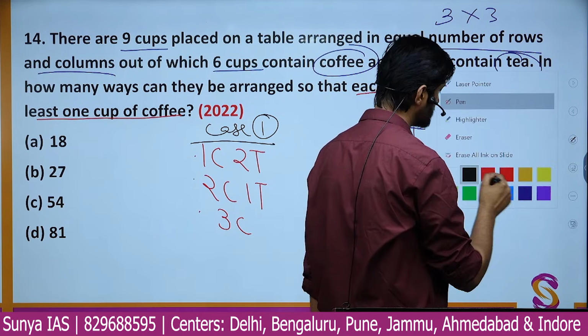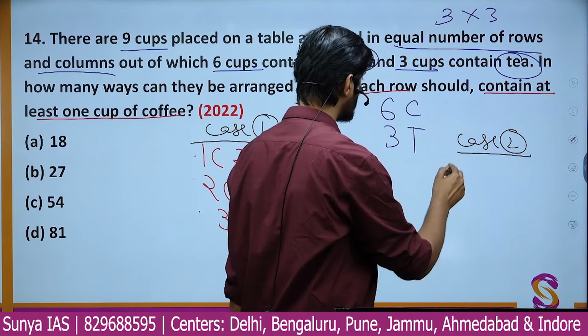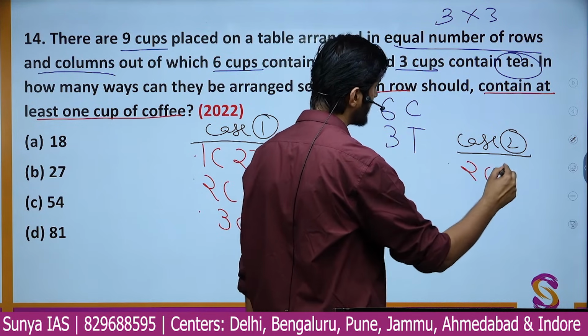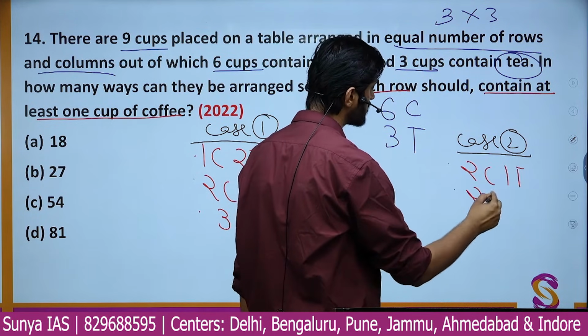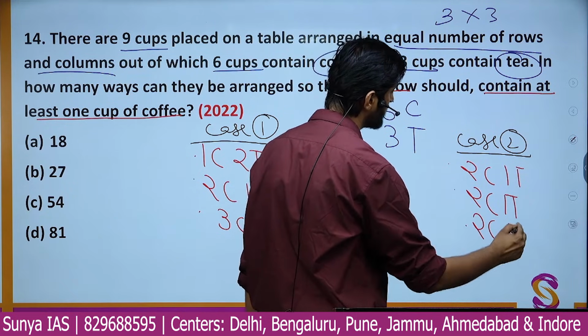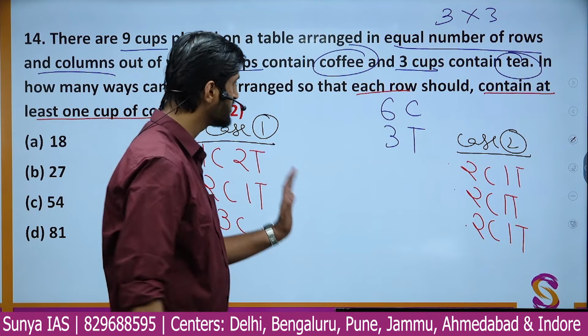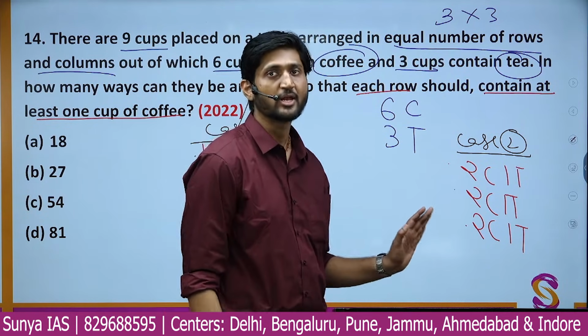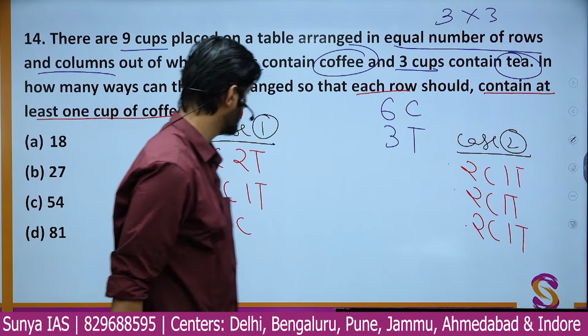And that would be, first row is containing 2 coffee and 1 tea. Similarly, in the second row, 2 coffee and 1 tea. And finally in the third row, 2 coffee and 1 tea. Okay, these are the possible arrangements which are there. Now let us try to expand all of them.